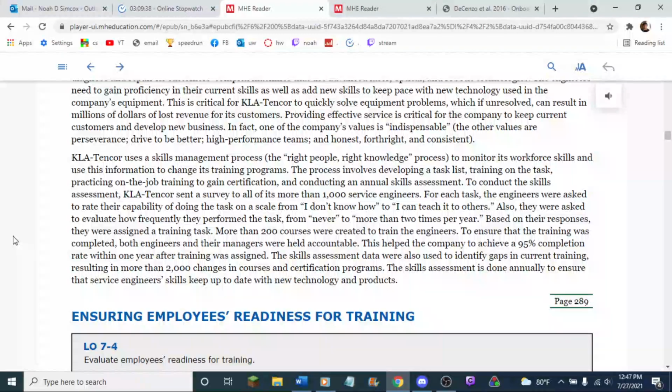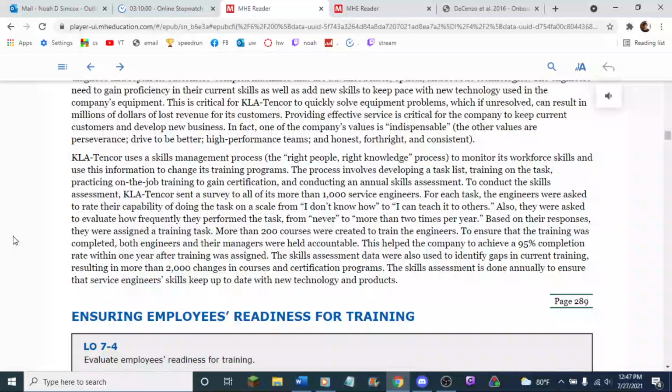The process involves developing a task list, training on the task, practicing on-the-job training to gain certification, and conducting a skills assessment. To conduct the skills assessment, KLA Tencor sent a survey to all of its more than 1,000 service engineers.